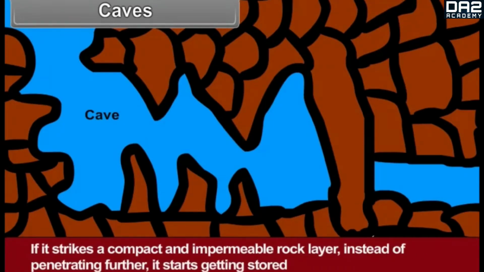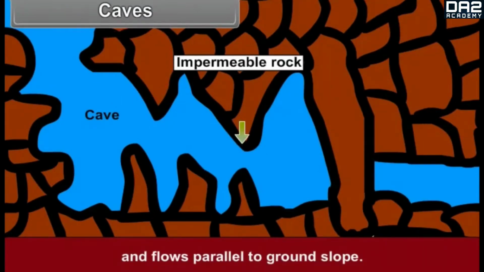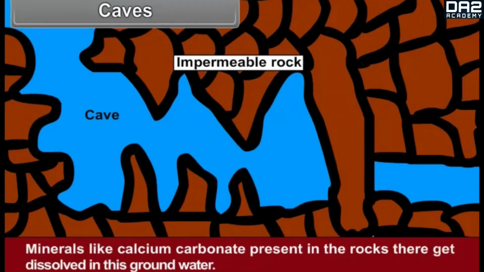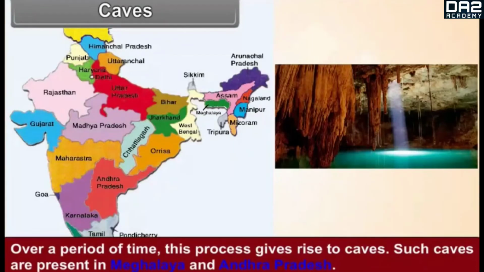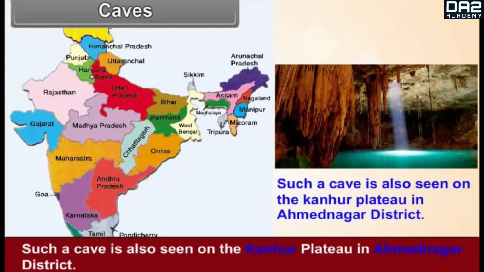If it strikes a compact and impermeable rock layer, instead of penetrating further, it starts getting stored and flows parallel to the ground slope. Minerals like calcium carbonate present in the rocks there get dissolved in this groundwater. Over a period of time, this process gives rise to caves. Such caves are present in Meghalaya and Andhra Pradesh. Such a cave is also seen on the Kanhur Plateau in Ahmednagar district.